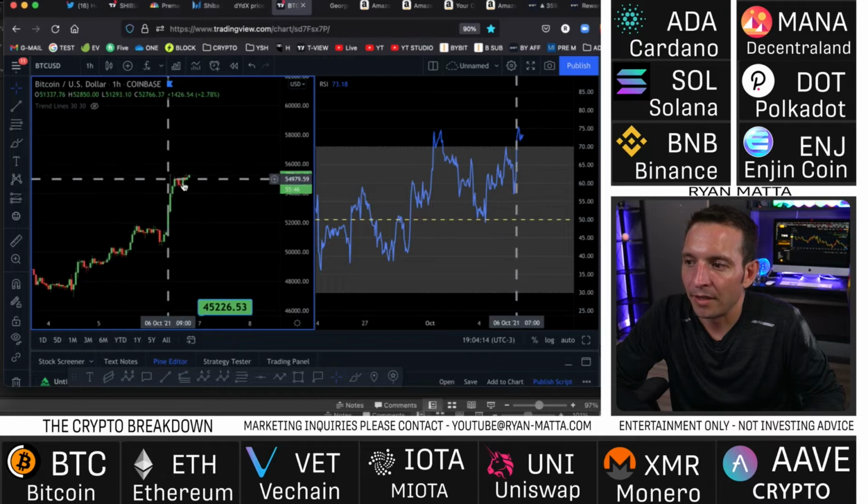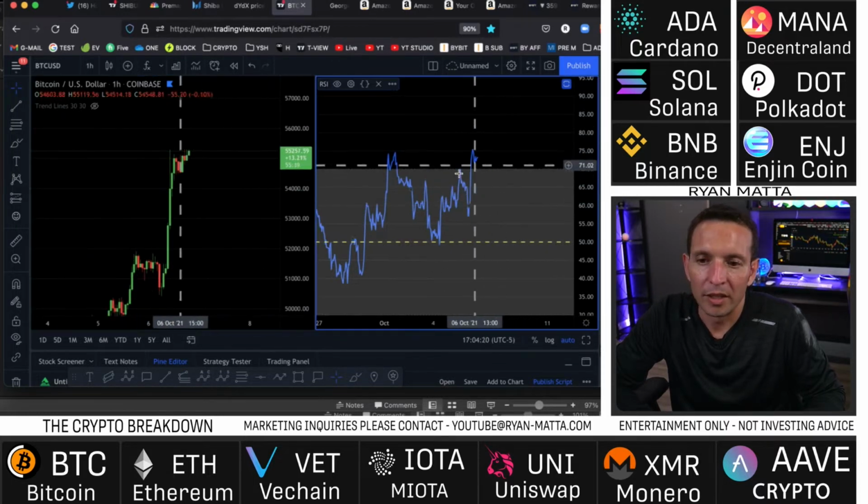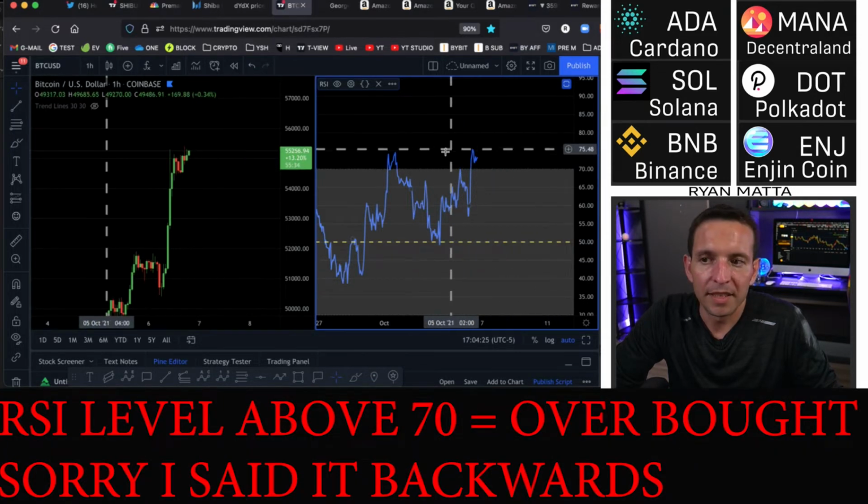But take a look at these candles. Those candles are awful bullish. But RSI is at a level where it's overbought. So this is what they're talking about. See this 70 level right here? Above 70 is overbought.